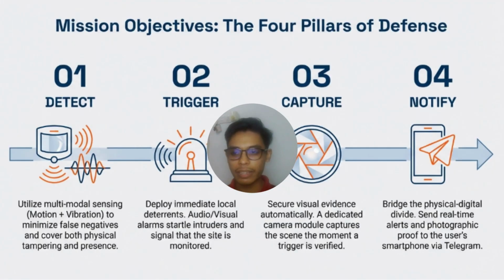So based on the identified risks just now, we define four core objectives. First, detect using multimodal sensing with motion and vibration sensors. Second, trigger by activating immediate local audio and visual alerts. Third, capture by securing visual evidence automatically using a camera module. And fourth, notify by sending real-time alerts with images to the user via Telegram. So these four pillars guide the entire system design.